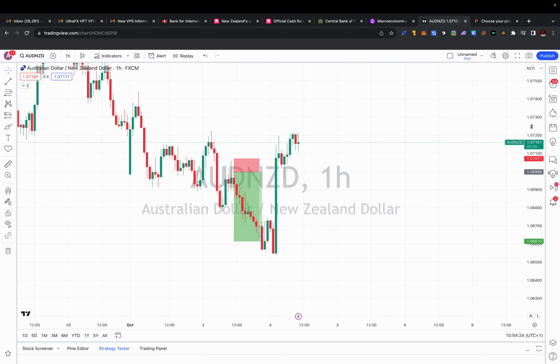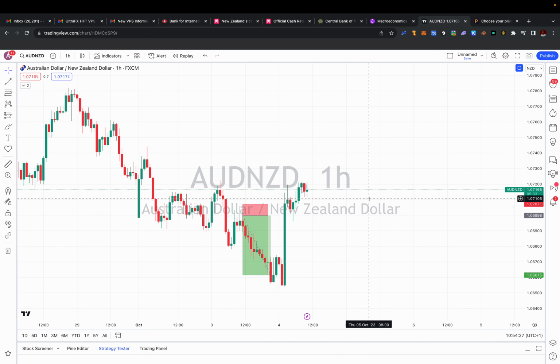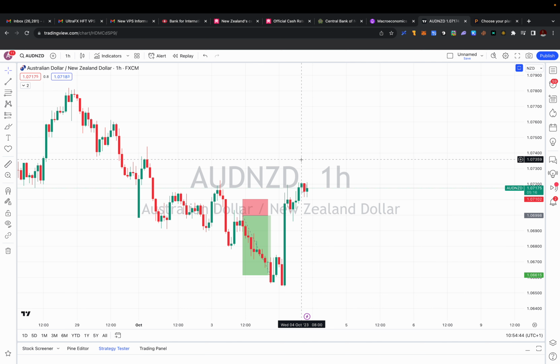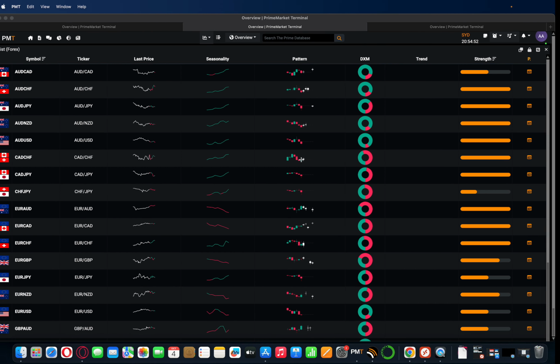First, to be able to trade the currency market, you have to understand two things: the fundamental analysis aspect and the technical analysis aspect. I'm not going to show you the technical part of my strategy. I'm going to show you the fundamental aspect of it, which covers about 80% of what you actually need to trade. And the tool I use to take this trade is called the Prime Market Terminal.